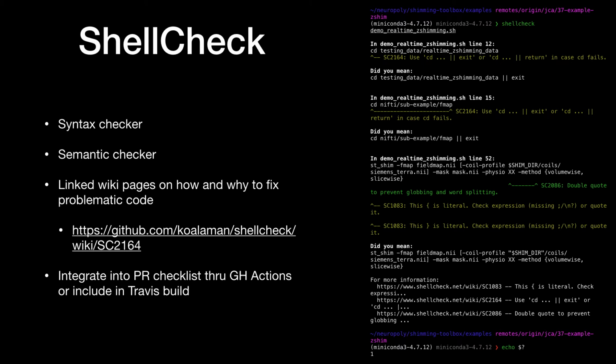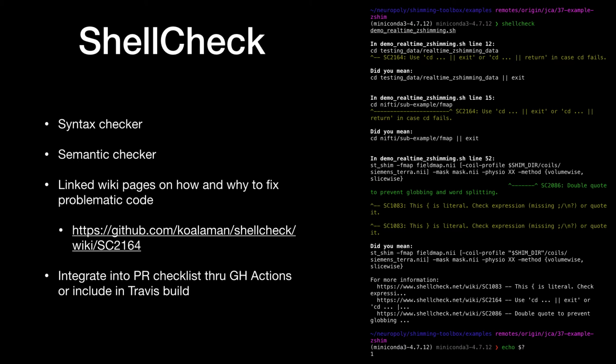So what I've done here for this screen cap is I just checked out Julian's branch about an example z-shimming bash script. And I just called ShellCheck with the name of the shell scripting file. And the output that it gives, it says, at line 12, there's this particular command, cd testing data, real-time z-shimming data, and it issues a warning saying you should actually write it this way: cd || exit, or cd || return, in case cd fails.